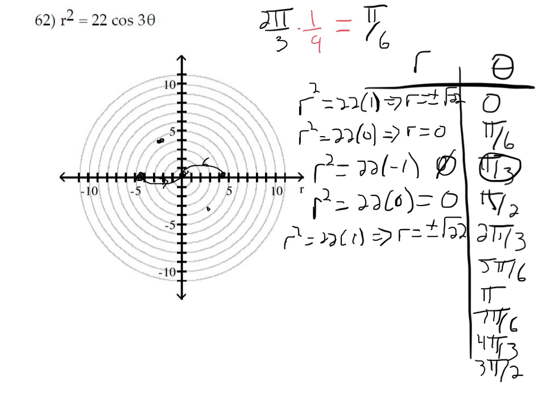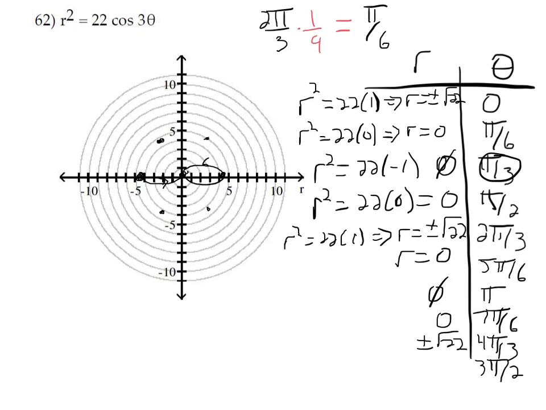I don't know how far we need to go. The pattern's going to be easy though. Notice the pattern: plus or minus square root of 22, 0, undefined, 0, plus or minus square root of 22, 0, undefined, 0, plus or minus square root of 22. Okay. So notice our 4 pi thirds, this is right here, this direction. We're also plus or minus square root of 22, so we're here and we're here.